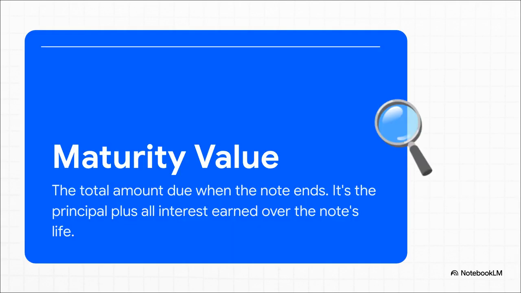Okay, before we start crunching any numbers, let's make sure we're all on the same page with the lingo. First up, maturity value. What is that, really? It's the grand total that was supposed to be paid when the note ended. It's not just the original P6 million. No. It's the principal plus all the interest it earned over its entire 9-month life. Think of it as the final price tag on that loan.